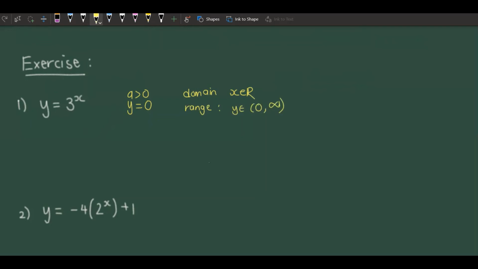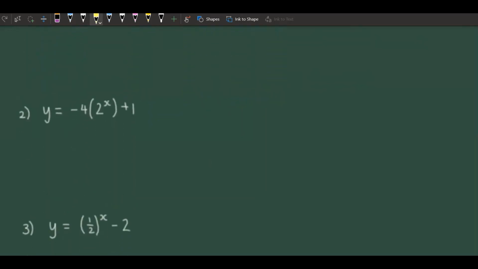Let us have a look at the next one. So in this one here, our a value is negative, and our asymptote is y is equal to 1. So our domain for any exponential graph is x is an element of real numbers, but our range will be for the negative case, which is y is an element from minus infinity to our asymptote 1, which is excluded.